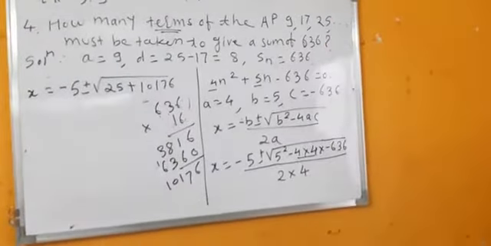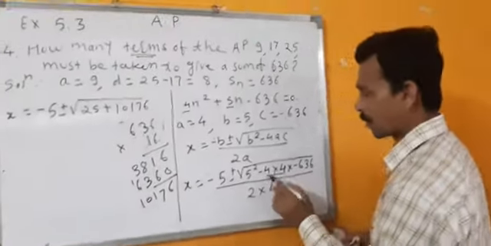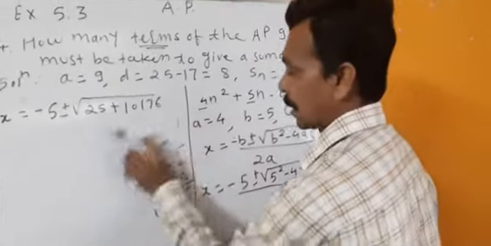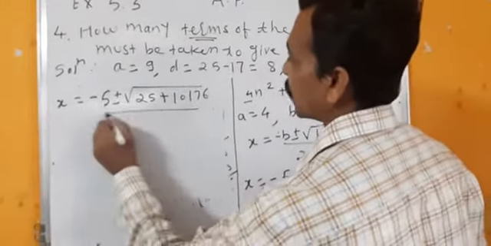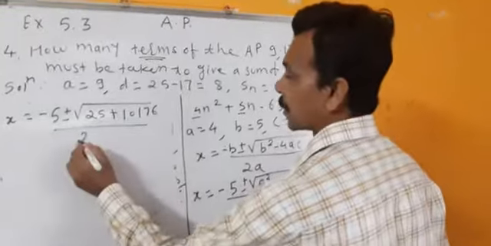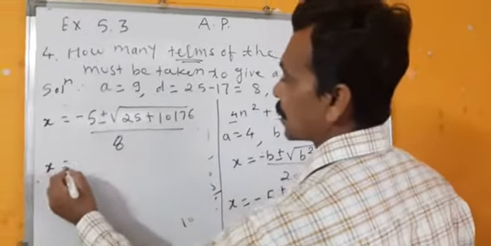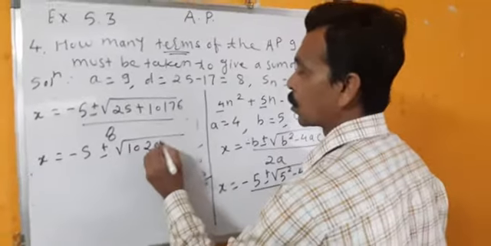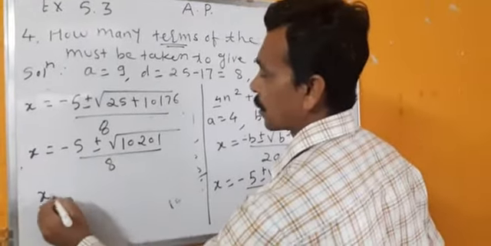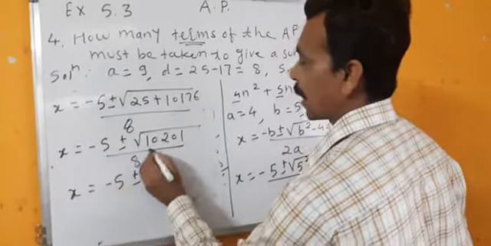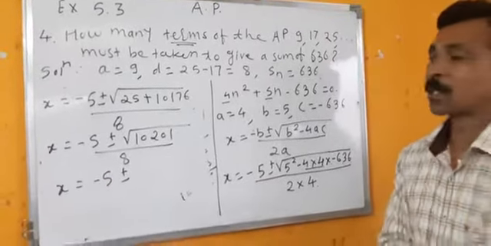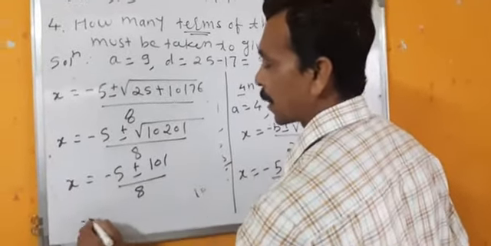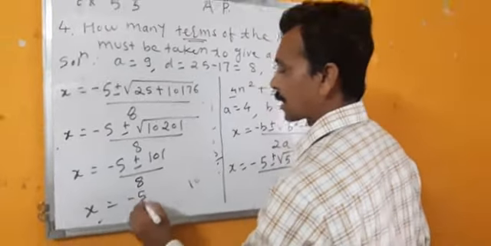That is 10176, the multiplication of minus 4 into 4 into minus 636. Upon 2a, 2a means 2 into 4 is 8. So x is equal to minus 5 plus or minus the square root of 10201, upon 8. The square root of 10201 is 101, so x is equal to minus 5 plus or minus 101 upon 8.